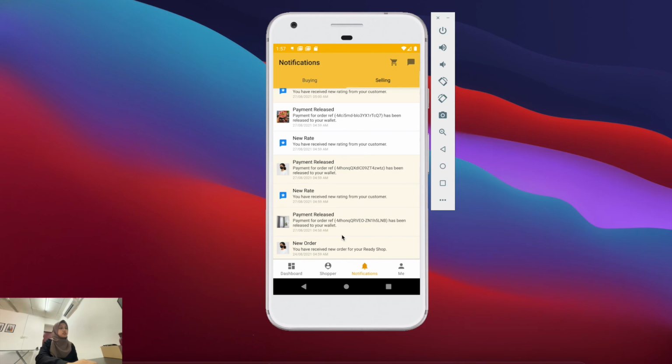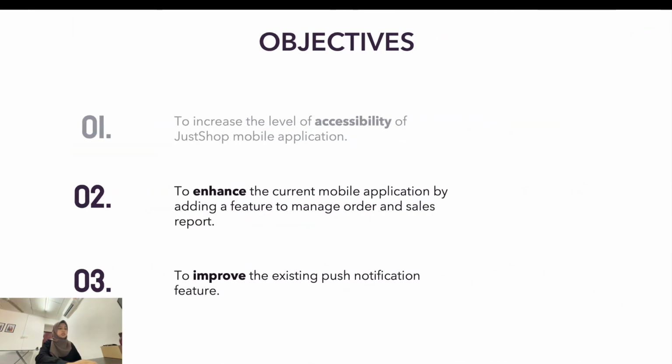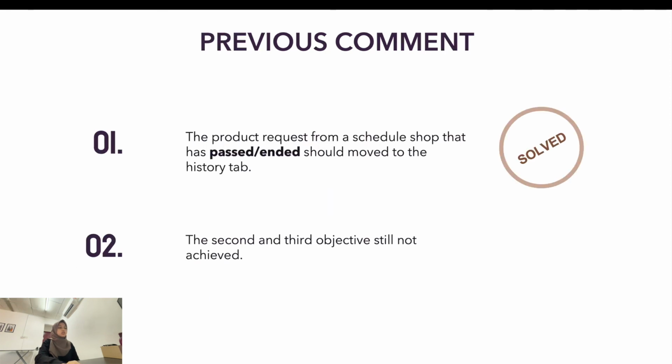So that's it for the third objective, which is the notification features. I consider that all objectives have already been achieved by all the implementation that I have made in the new version of the mobile apps. So yeah, the second comment is solved, and that's all for the comments and improvements.